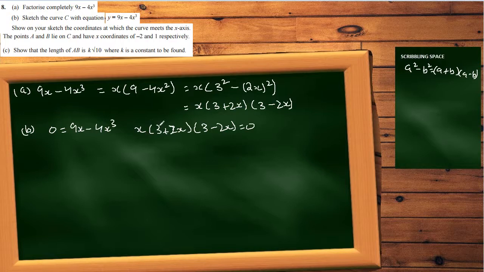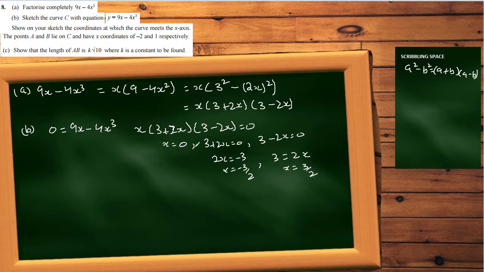Now this is a multiplication of three terms and they are equal to 0, so each of these terms can be 0 for the answer to be equal to 0. So that means you can have x equals 0 as one, then 3 plus 2x equals 0, then 3 minus 2x equals 0. So x equals 0 already from here. This will give you 2x equals minus 3, so x equals minus 3 by 2, and this will give you 3 equals 2x, so x equals 3 over 2. So these are the 3 points on the x-axis where our curve will touch.